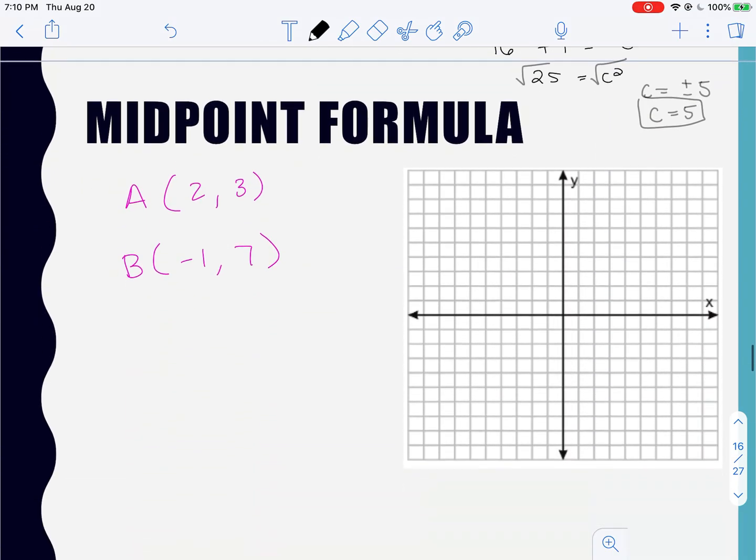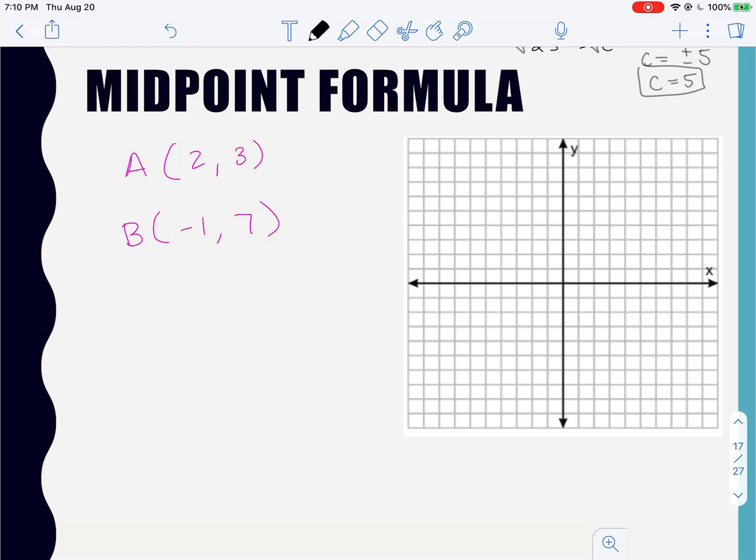The midpoint formula. Let's say we wanted to find the midpoint between those points, so A was the point (2, 3), and B was the point (-1, 7). If I want to find the point that would be in the middle of that line segment, I need to find the average of the x's, and I need to find the average of the y's.